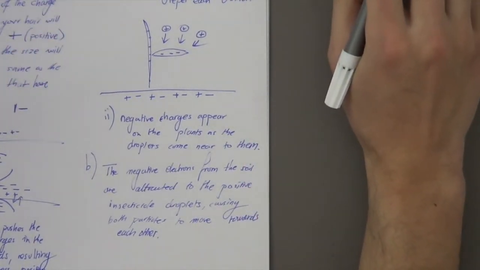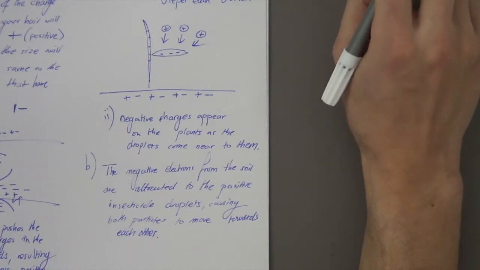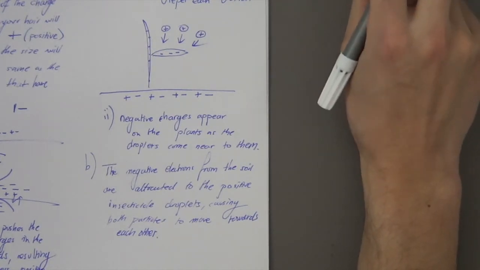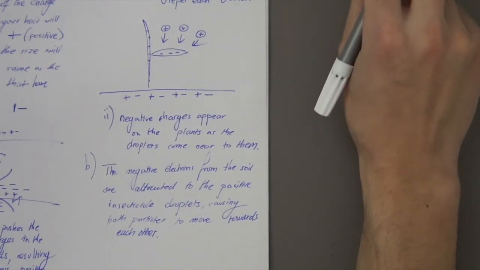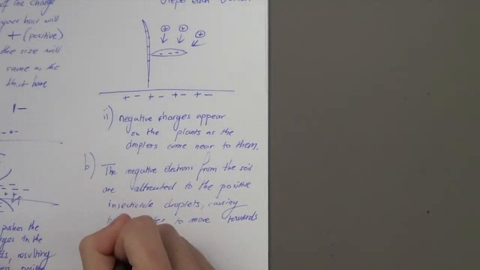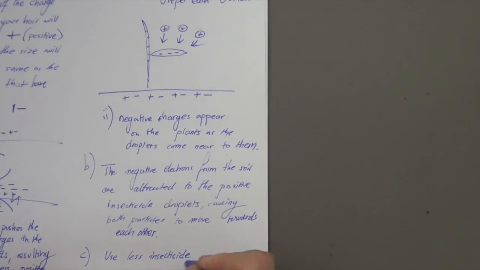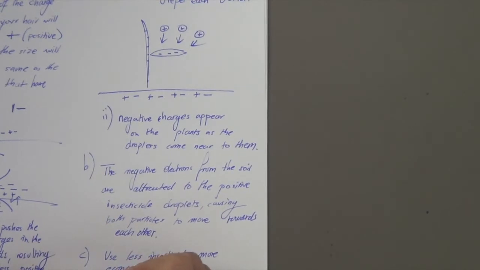Right, suggest 2 reasons why it is an advantage to both the farmer and the environment to use very small charged droplets during insecticide spraying. Okay, well, one reason is you use less insecticide, because that means it's more economical for the farmer.